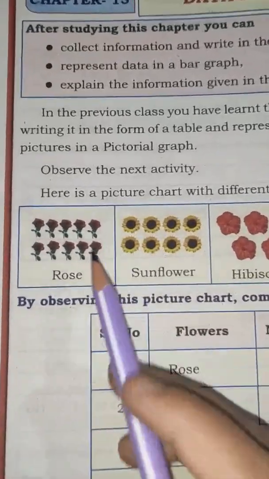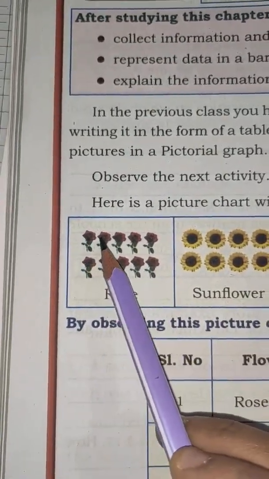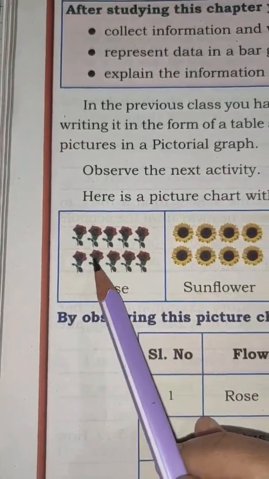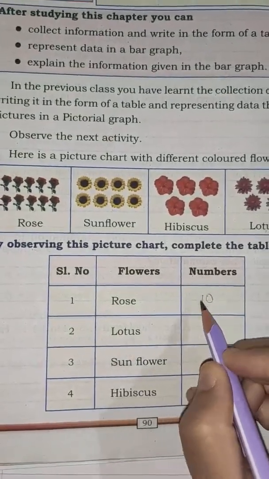Here you have to write the numbers. So first let us see the rose. How many roses are there here? Let us count. 1, 2, 3, 4, 5, 6, 7, 8, 9, 10. So we'll write here 10. Number of roses are 10.